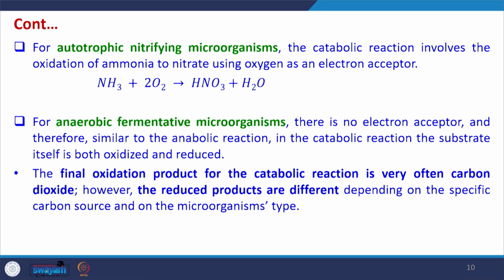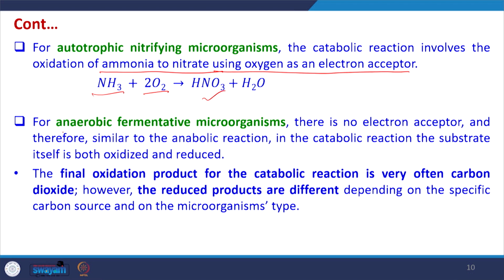Now, going further, for autotrophs, the nitrifying microorganism, the catabolic reaction involves the oxidation of ammonia to nitrate using oxygen as an electron acceptor. So, this is used to produce the nitrate. So, here oxygen is there, ammonia is there, so we have HNO3 that gets formed plus H2O.